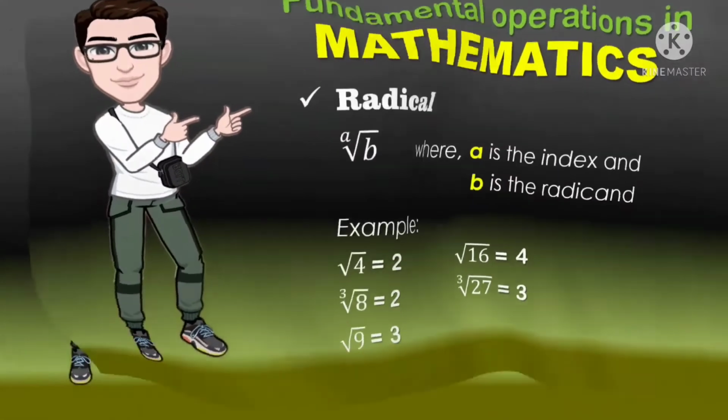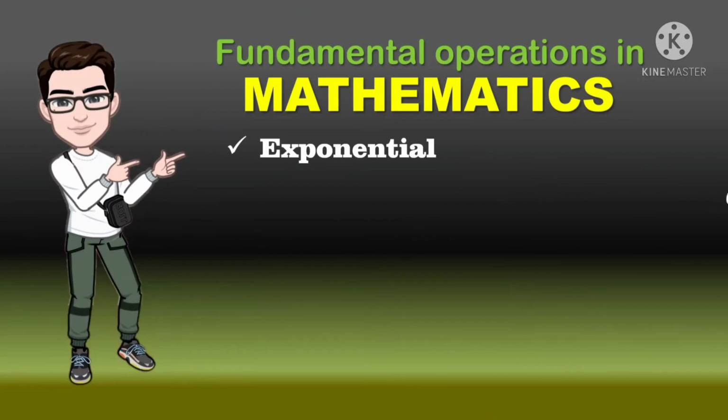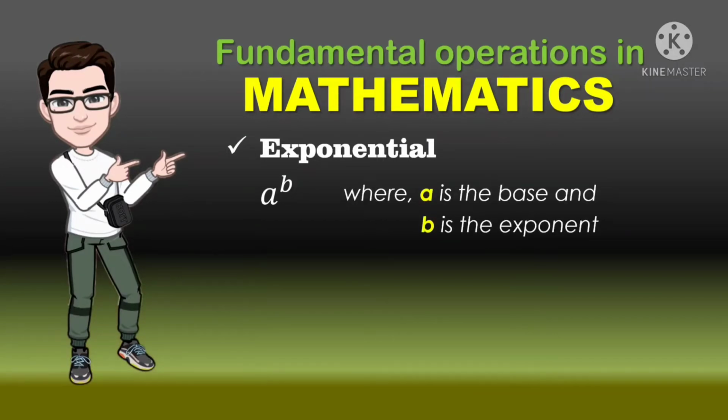On the other hand, exponential is about powers or exponents. If we have a raised to the power of b, where a is the base and b is the exponent. Example, 2 raised to the power of 2 is 4 because 2 times 2 is 4. 2 raised to the power of 3 is 8 because 2 times 2 times 2 is 8. And 3 squared or 3 raised to the power of 2 is 9.